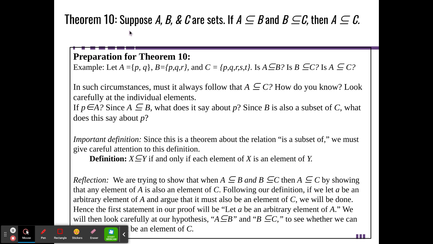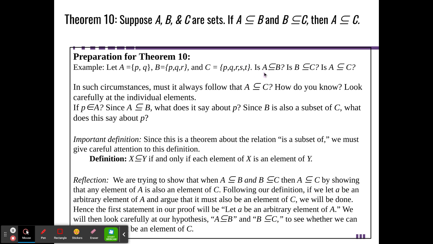Our first proof is a direct proof. Suppose A, B, and C are sets. If A is a subset of B and B is a subset of C, then A is a subset of C. To think about this, let's set up an example. We have this P and this Q, and we don't really know what P and Q are, so they are arbitrary. So A is P, Q; B is P, Q, R; and C is P, Q, R, S, T.